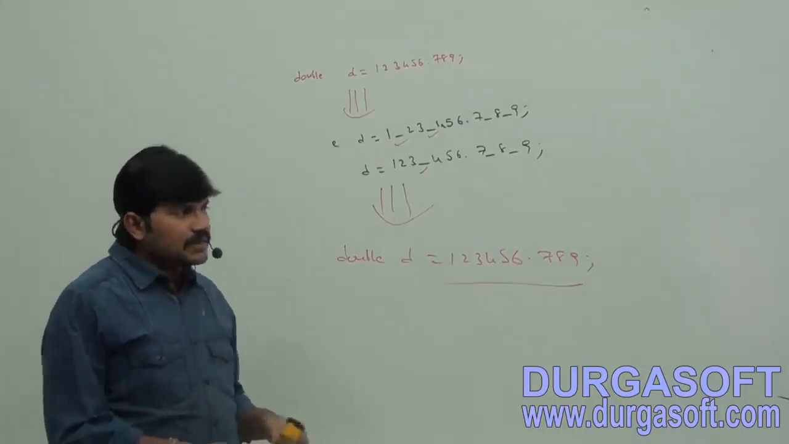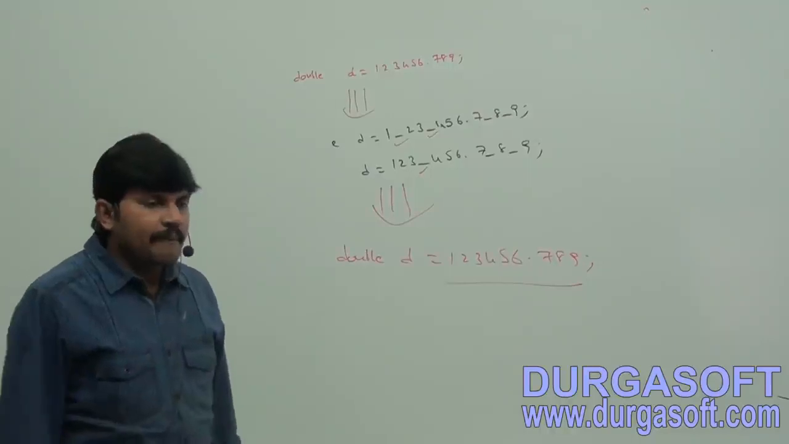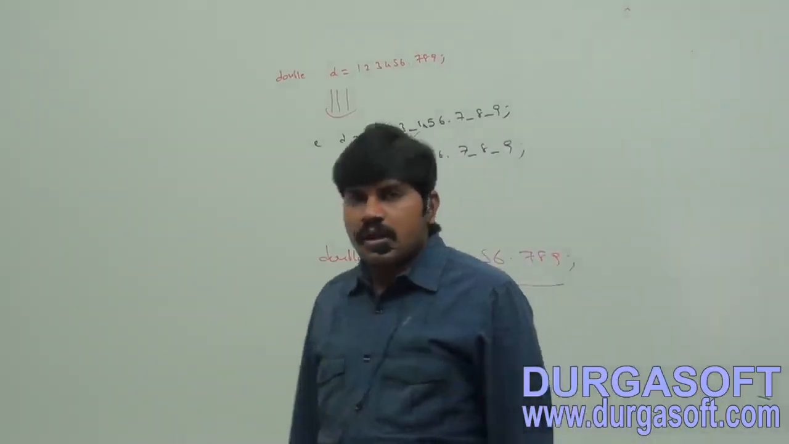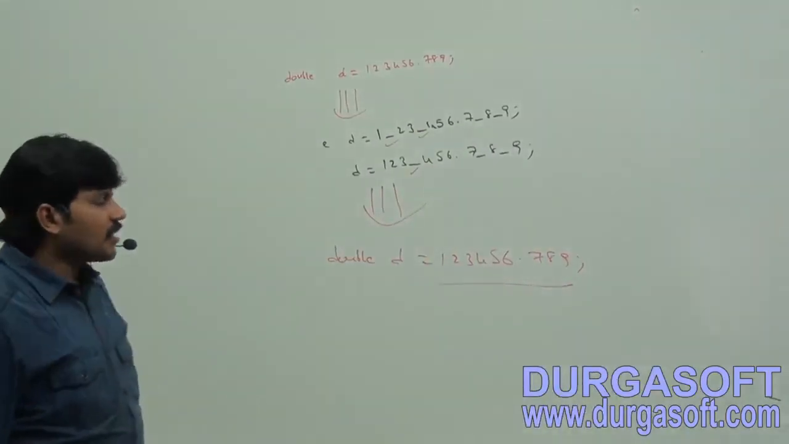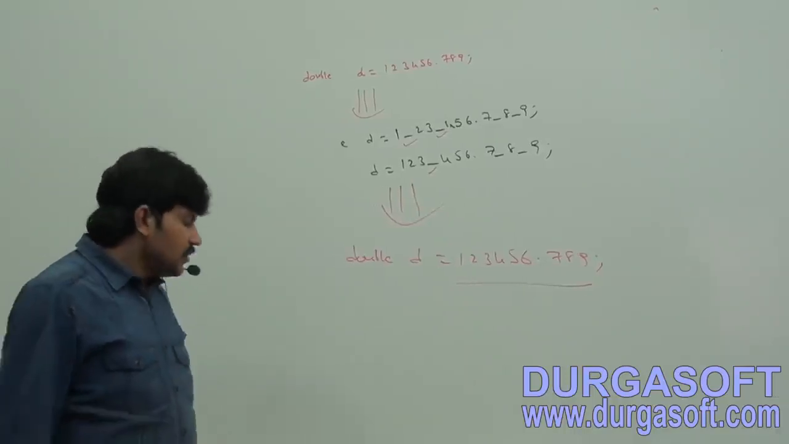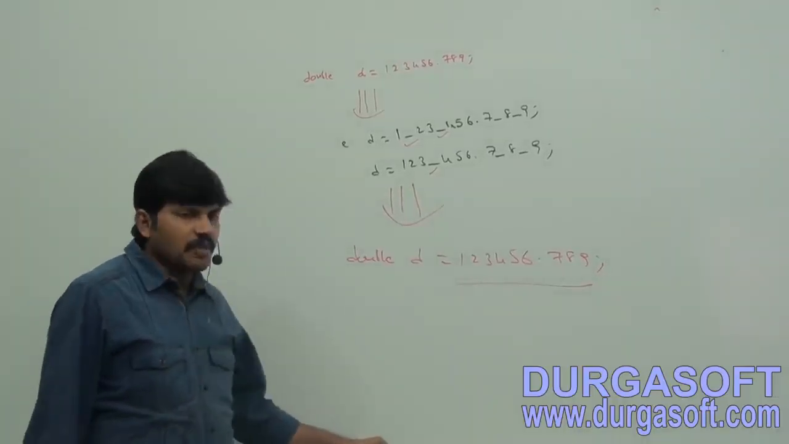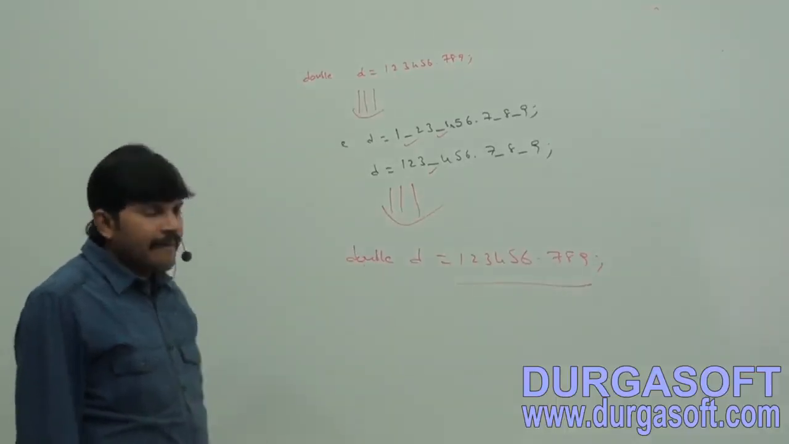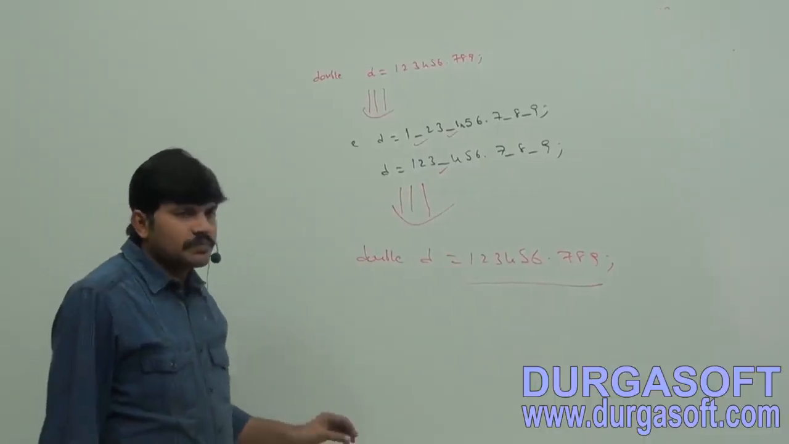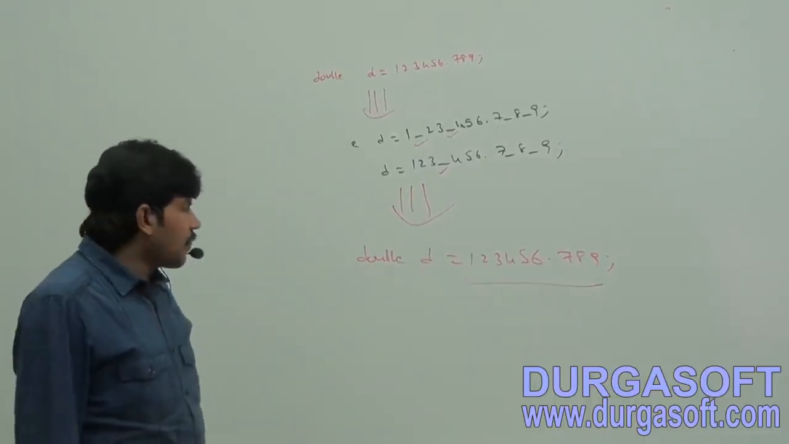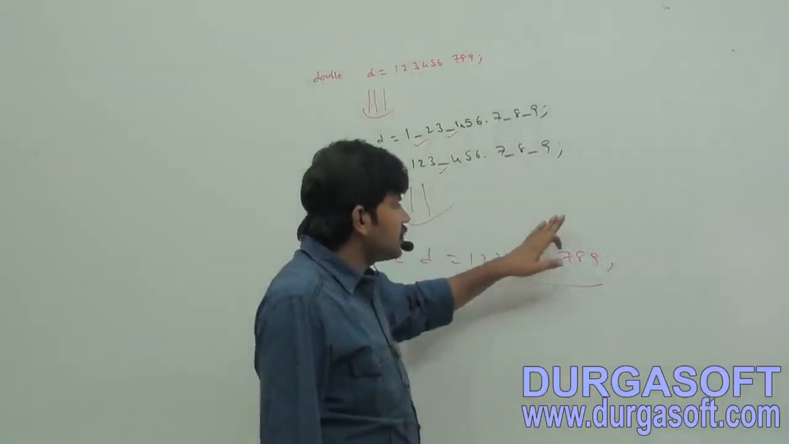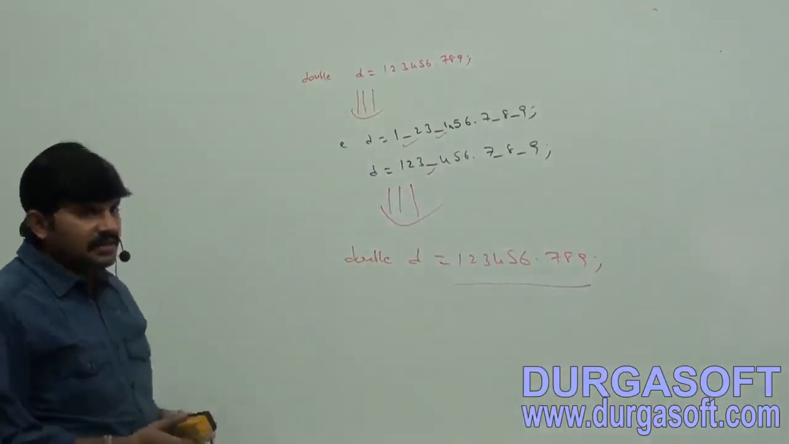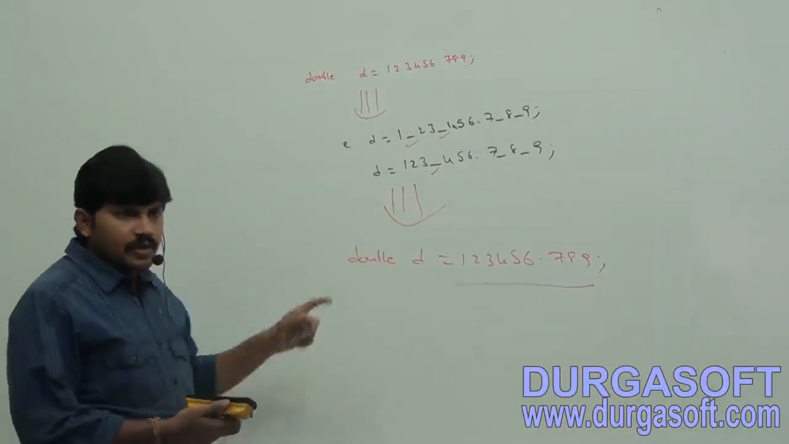Hence, after compilation, the above lines will become, yes, add: double d is equal to 123456.789, like this. Are you able to understand? Okay.